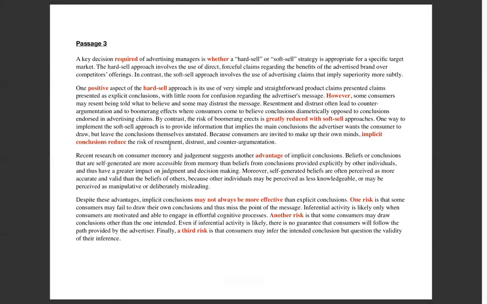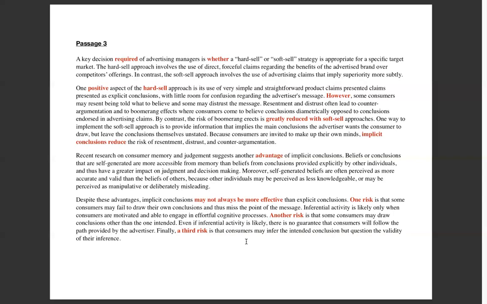Whoops, sorry. Third paragraph. Then he says another advantage. Okay, great. Another plus to soft sell. Then fourth paragraph, despite this, they may not always be more effective. This word may is incredibly important, right? We were talking earlier about the word must. May is a little bit more middle of the road, right? May is like could, might, maybe, that kind of language. And then to conclude, they give us a list of risks, right? One risk, blah, blah, blah. Another risk, finally, a third risk, right?